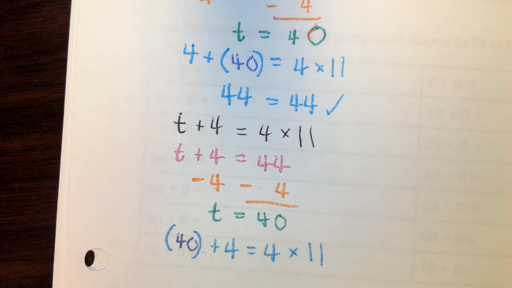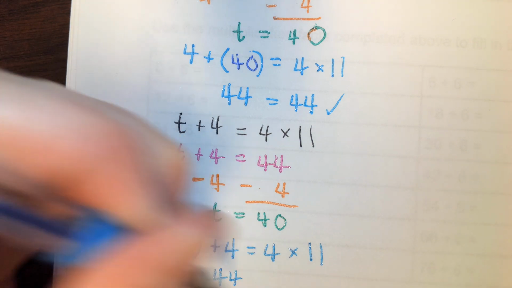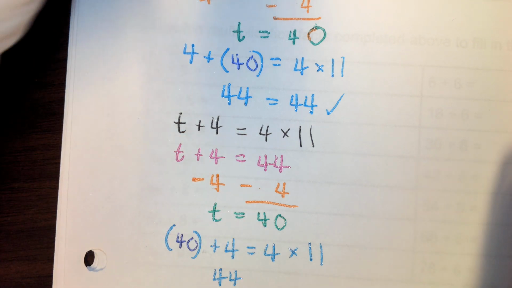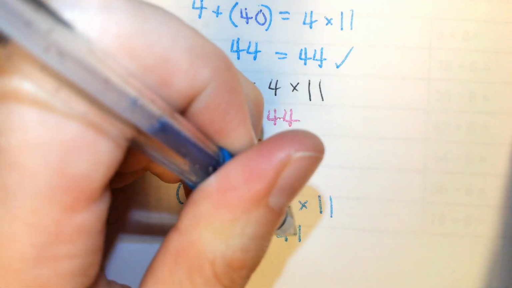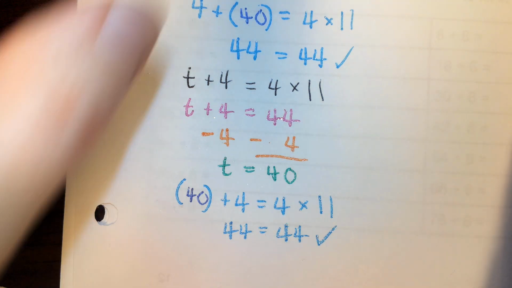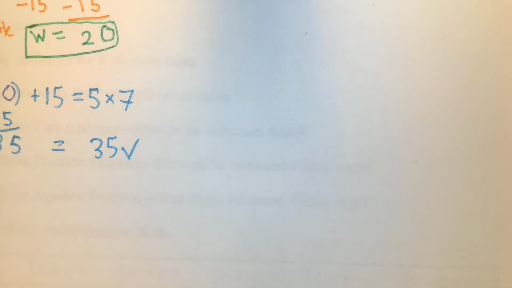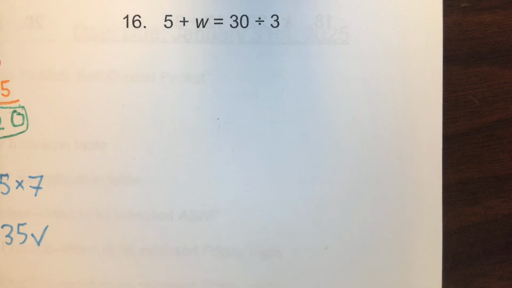And then we're going to ask ourselves, what's 40 plus 4? That is 44. And what's 4 times 11? That's also going to be 44. 44 equals 44. So I think we did something right. There we go. Okay, now let's take a look at number 16. This is a little bit different too. So we might just write out the steps, just how we did before.